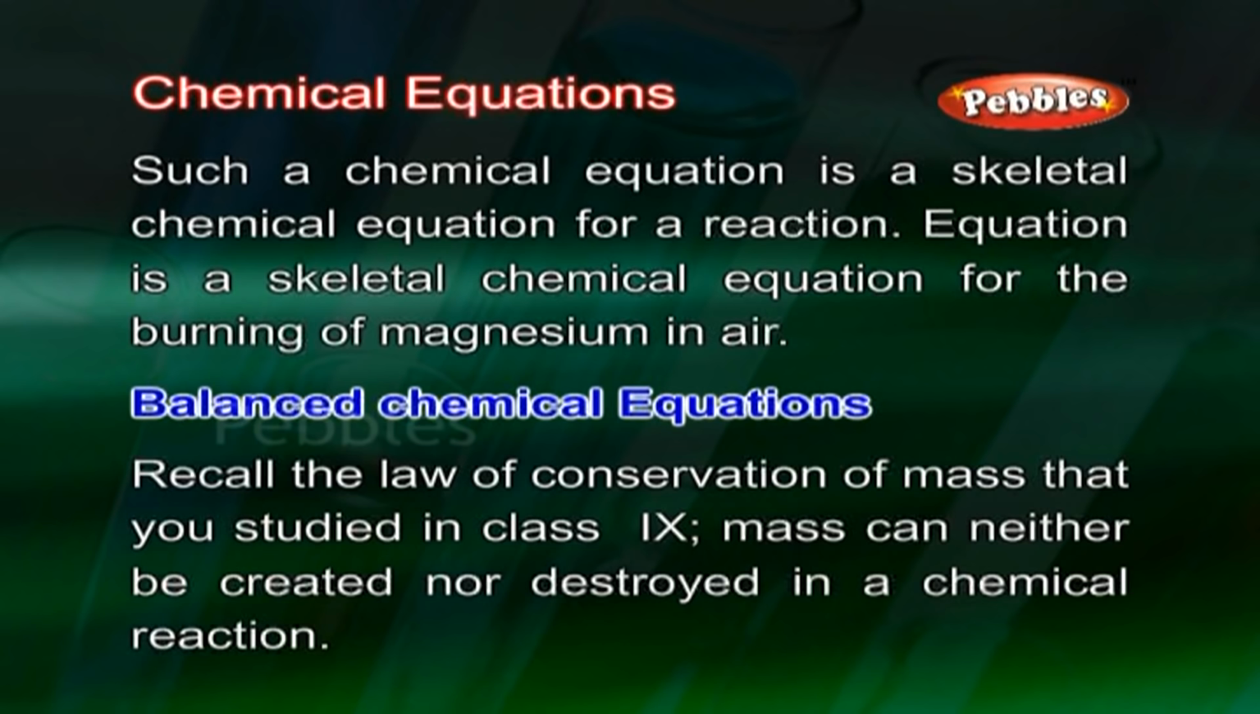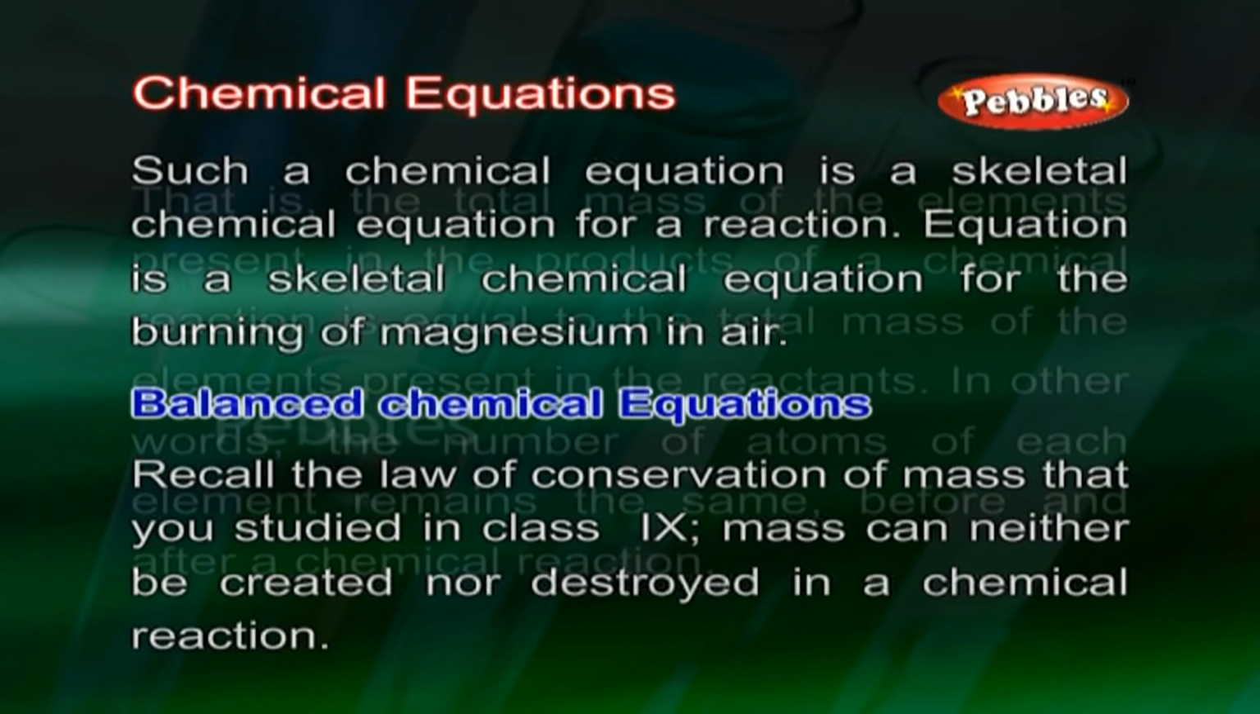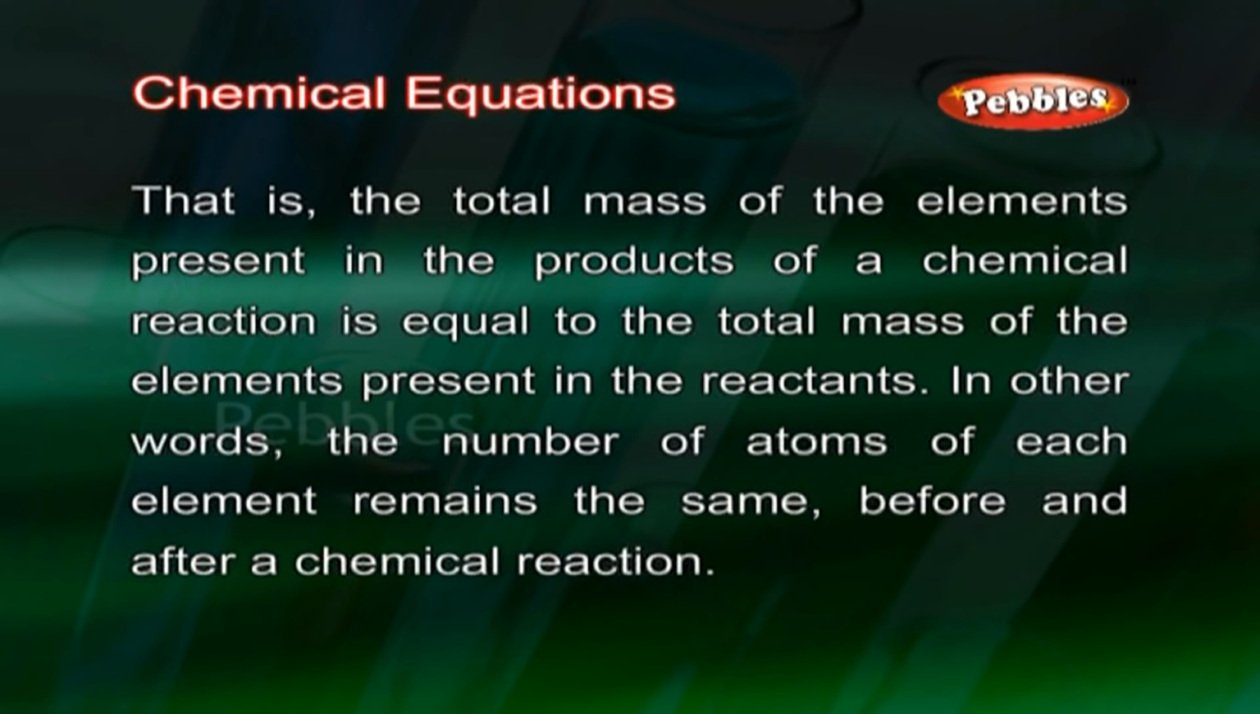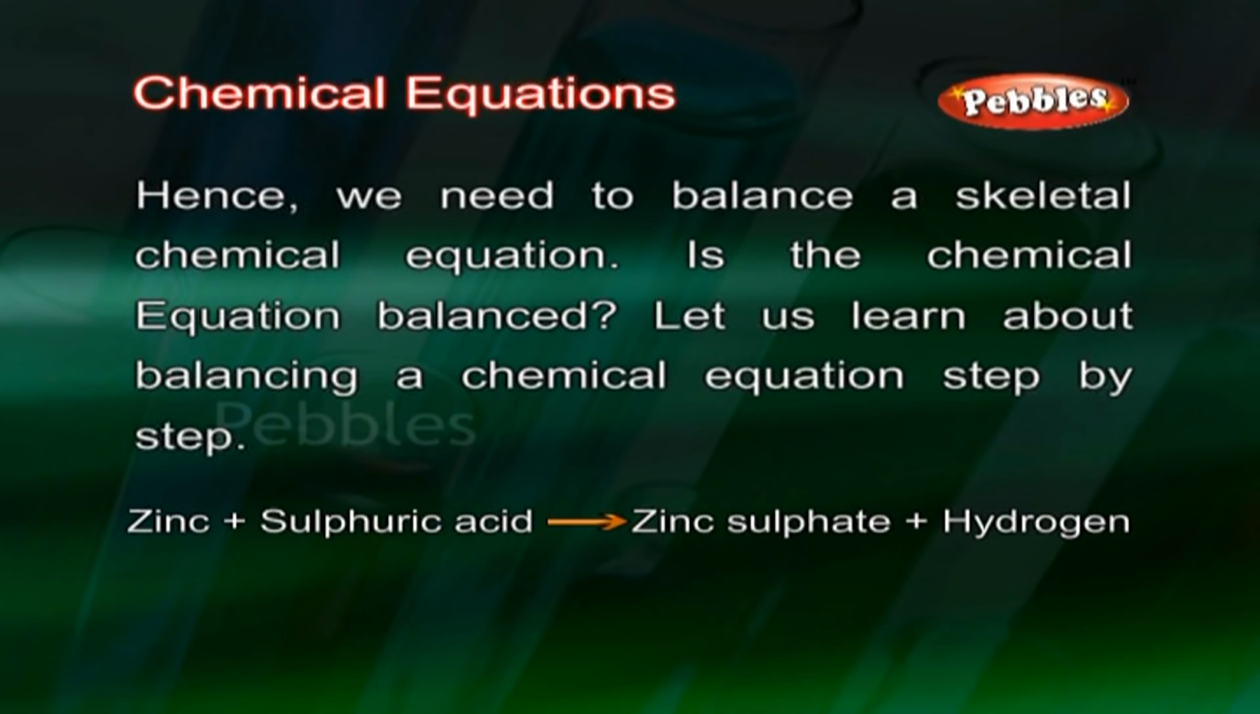Balanced chemical equations. Recall the law of conservation of mass that you studied in class 9. Mass can neither be created nor destroyed in a chemical reaction. That is, the total mass of the elements present in the products of a chemical reaction has to be equal to the total mass of the elements present in the reactants. In other words, the number of atoms of each element remains the same before and after a chemical reaction. Hence, we need to balance a skeletal chemical equation.